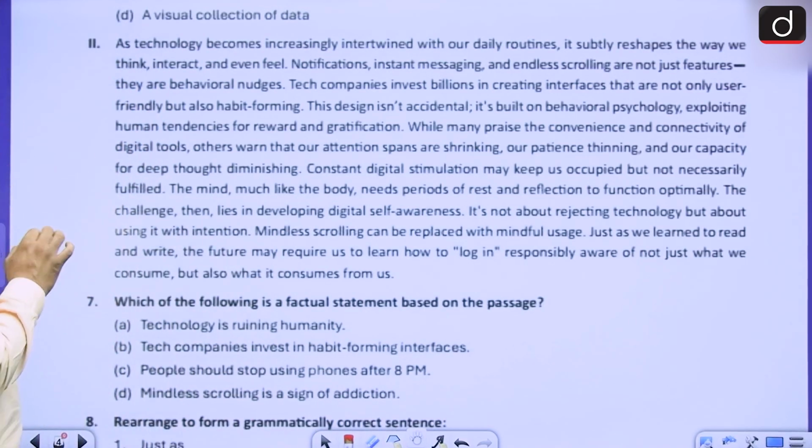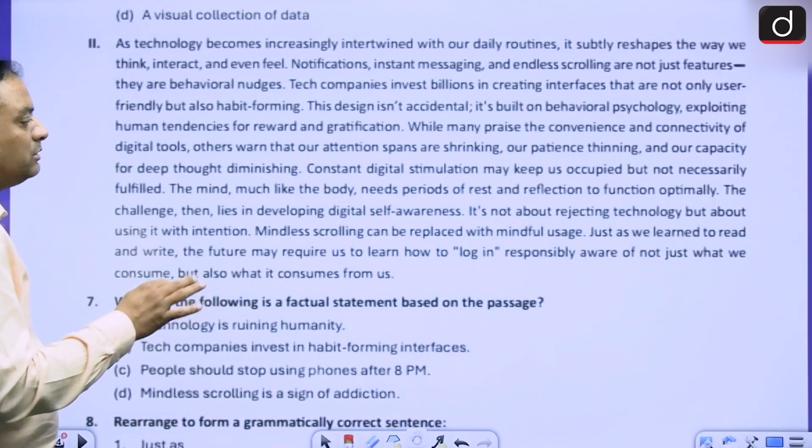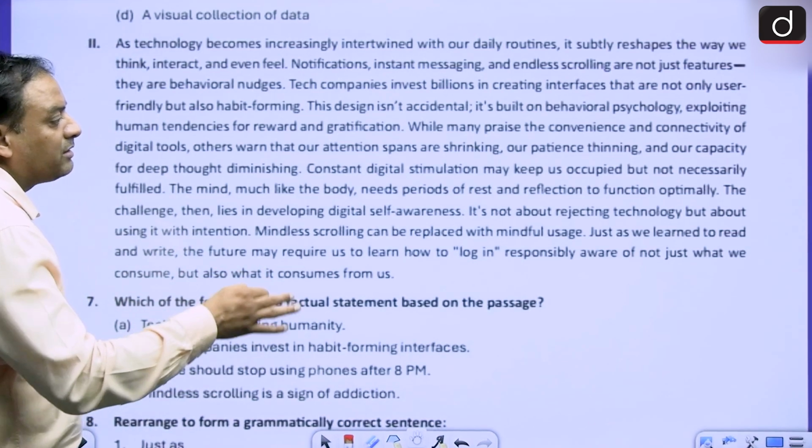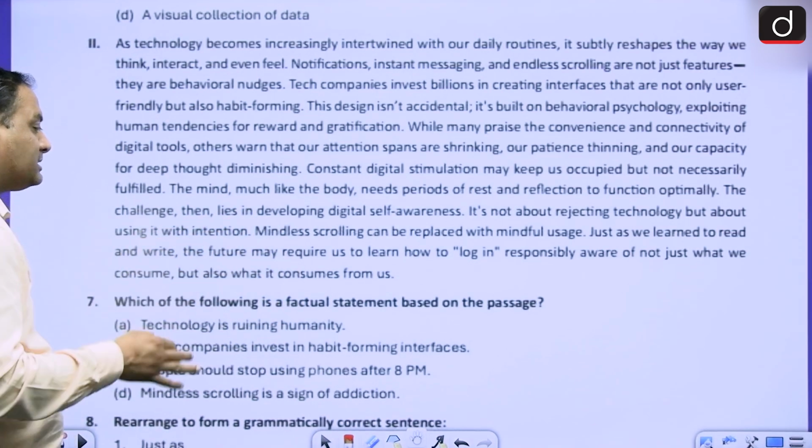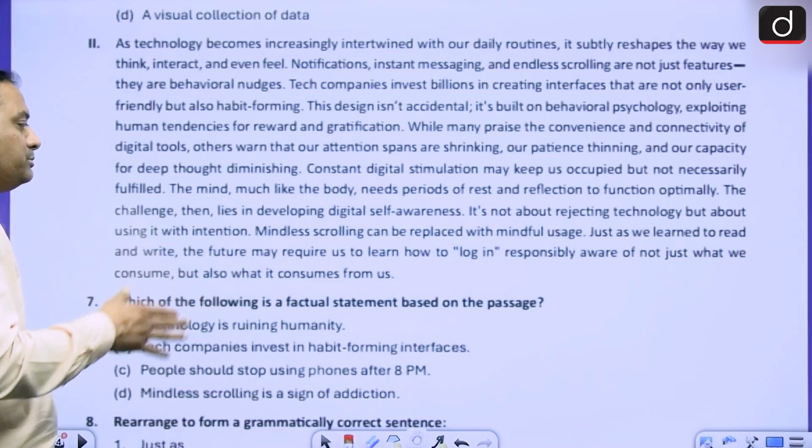Just as we learn to read and write, the future may require us to learn how to log in responsibly, aware of not just what we consume, but also what it consumes from us.